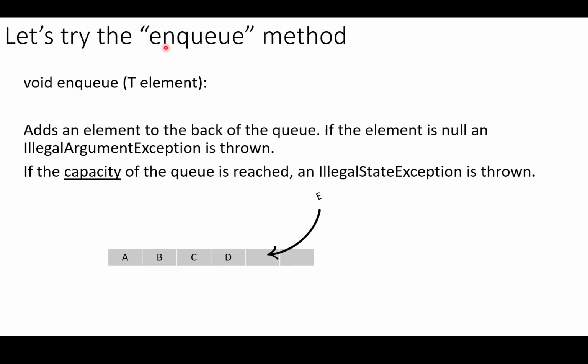So the Enqueue method takes an element, and that could be E in my case, and it puts it at the end of the queue. Add the element to the back of the queue. If the element is null, an illegal argument exception is thrown, so that means my queue does not accept null elements. And if the capacity of the queue is reached, I will get an illegal state exception. So this is a bounded queue, meaning that there's a maximum size, and unlike the array list, it will not expand when it reaches that size.